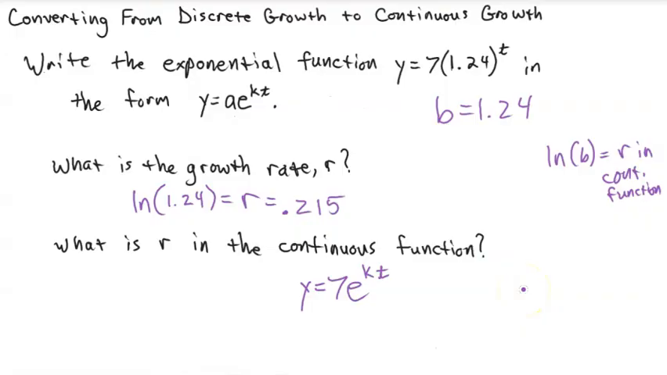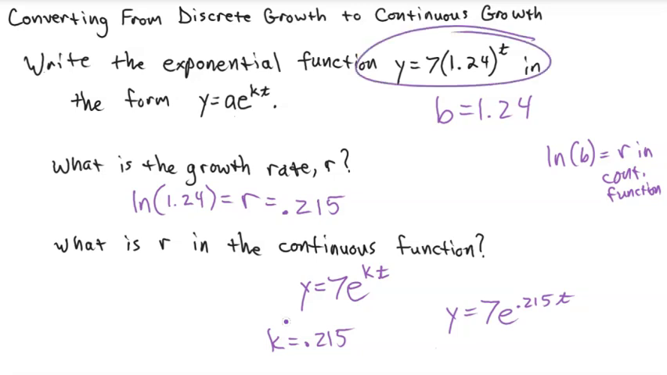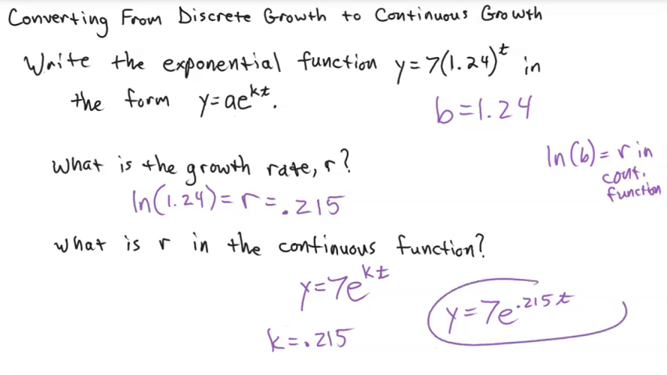And so in this case, if we're asked what is k, that means that k is equal to 0.215. And our continuous function then is going to be y equals 7e to the 0.215t. So if this discrete growth function was a continuous function, then this is what it would be. You just take the natural log of b.